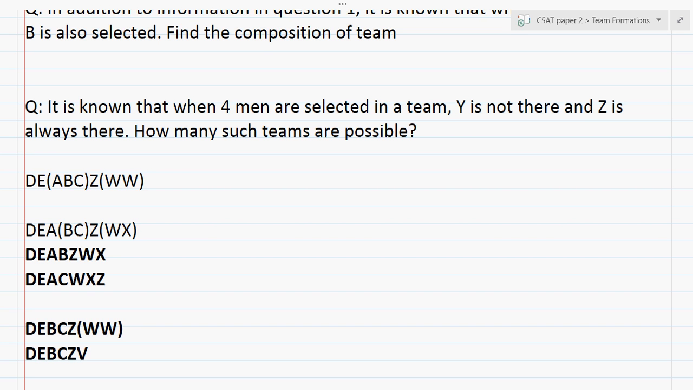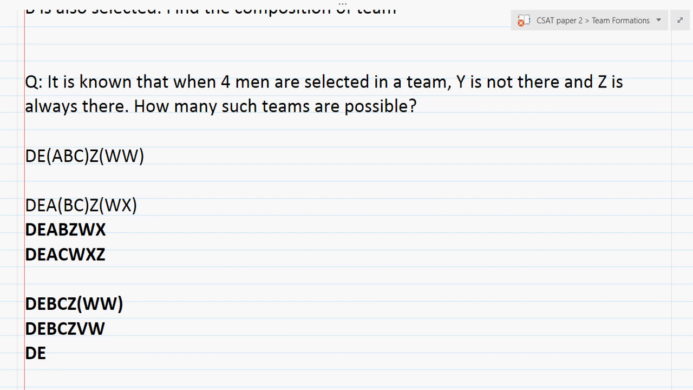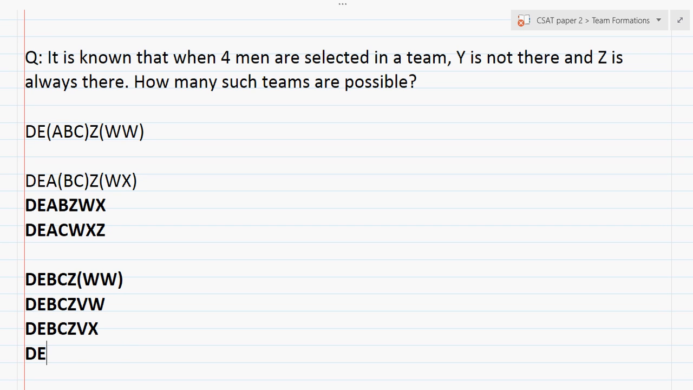Now there can be a V as well, right? And there can be a W. This is one composition. Then there is D, E, B, C. Let's take Z again, Z is always there. Let's take V again. So W, there can be an X, right? So this is with V. Then there is D, E, B, C, Z, W, X, right? So these three possibilities are there.